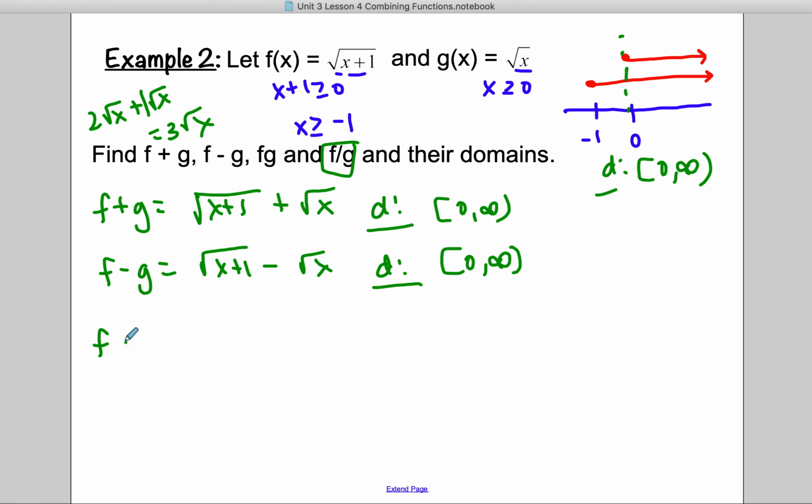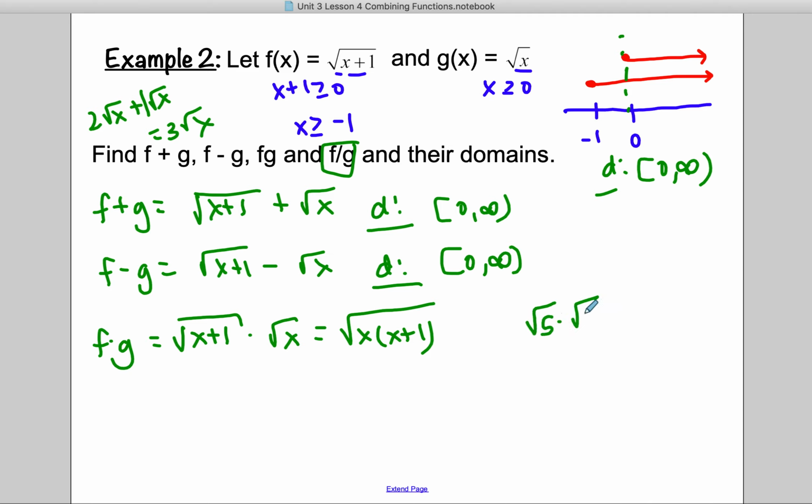Now we got multiplication. If I multiply these 2 things, I got square root of x plus 1 times square root of x. Now these 2 you can put together. The way you'd put them together is you can just rewrite them underneath the radical as 1 when you multiply. It's kind of like when we did square root of 5 times square root of 3. This could really be the square root of 15. You can break it apart that way. Okay, so just putting them together. And then the domain stays the same. Bracket 0 to infinity.